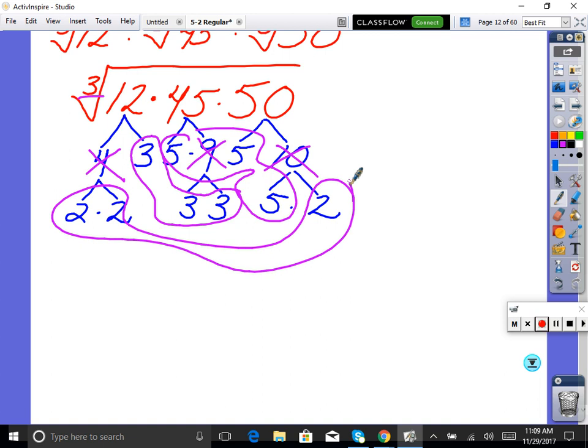Yep, they all left the house. 3 times 5 times 2, and the radical's gone now. 30. There's our answer. Yeah, it's the same thing. We're just not doing that. I mean, it's the same thing. Yes. It's just how do you want to get there? You know what I mean? Okay, continuing.